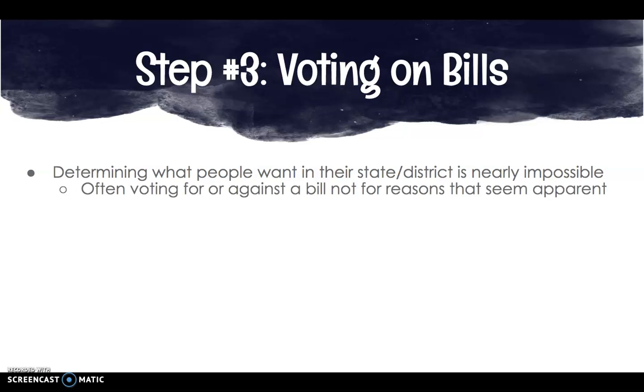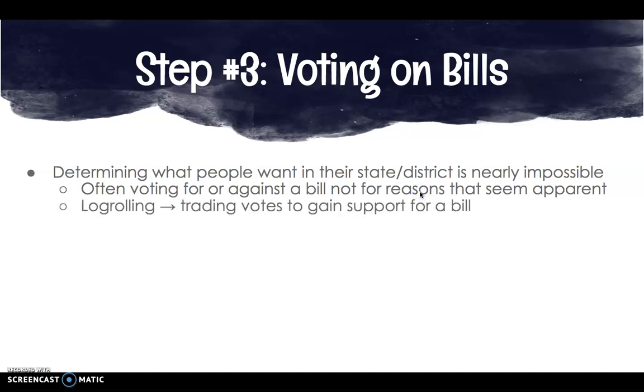Now, something that is very controversial in terms of Congress is that often voting for or against a bill is not really apparent in terms of looking at congressional behavior. It's really hard to pinpoint why Congress people are voting for or against a bill. There are a lot of different models of congressional voting behavior that we'll look at here in a second.